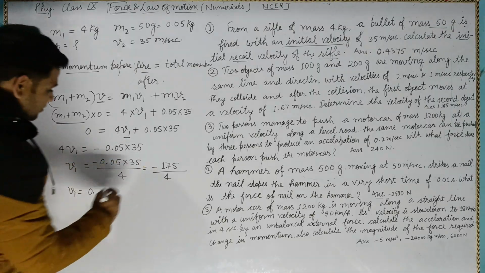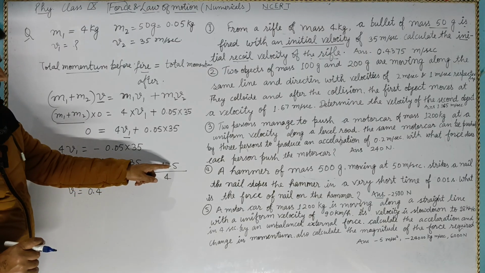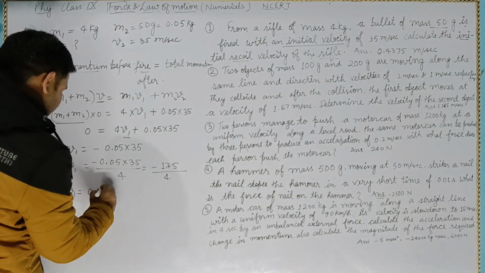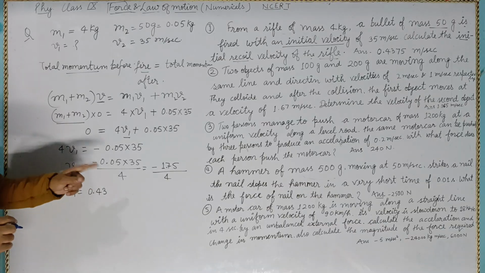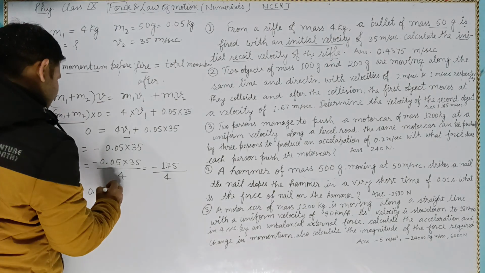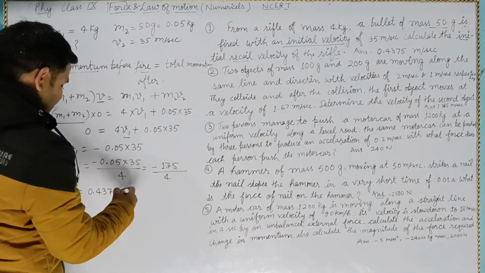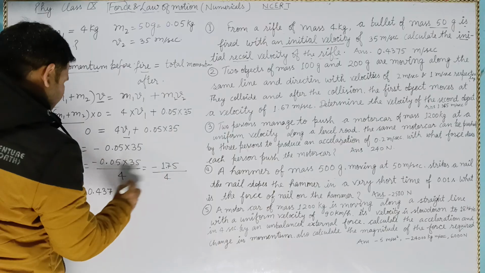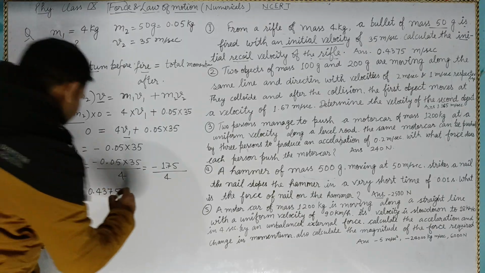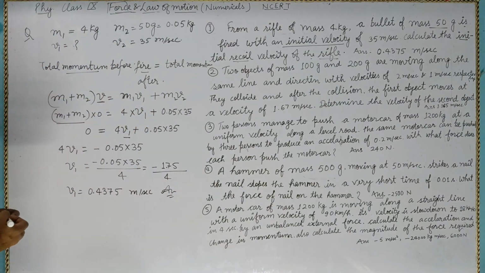When we divide it, V1 is equal to 0. We divide 17 by 4: 4 times 4 is 16, carry 1, we take 5, it will be 15, 4 times 3 is 12, remainder 3. We take another 0, it will be 30, 4 times 7 is 28, remainder 2, and again we put 0, it will be 20, 4 times 5 is 20. The unit is meter per second. So this is our solution of the question.